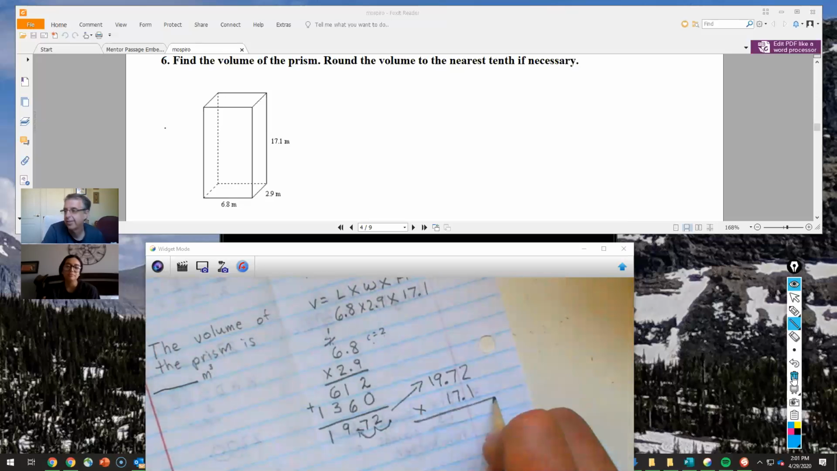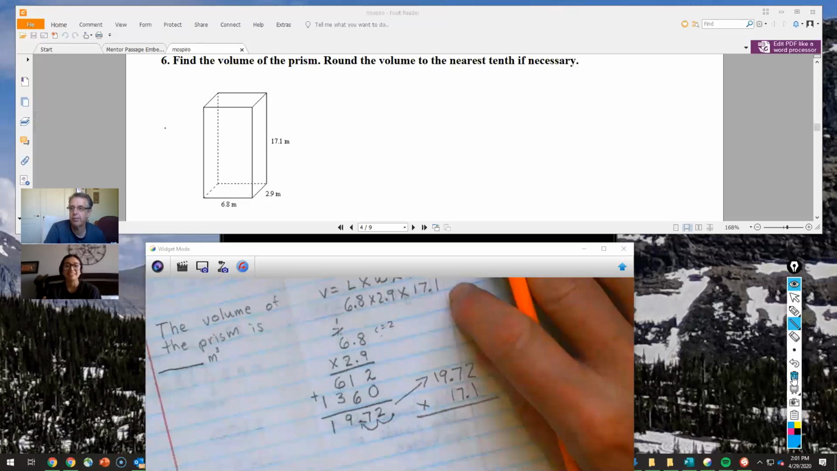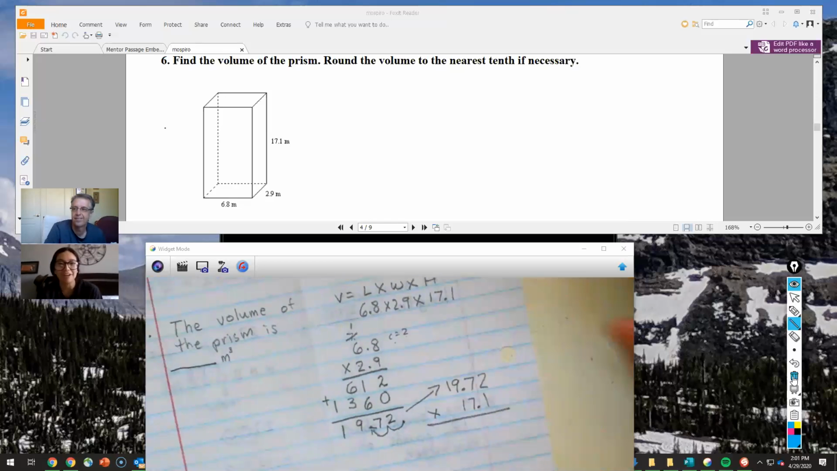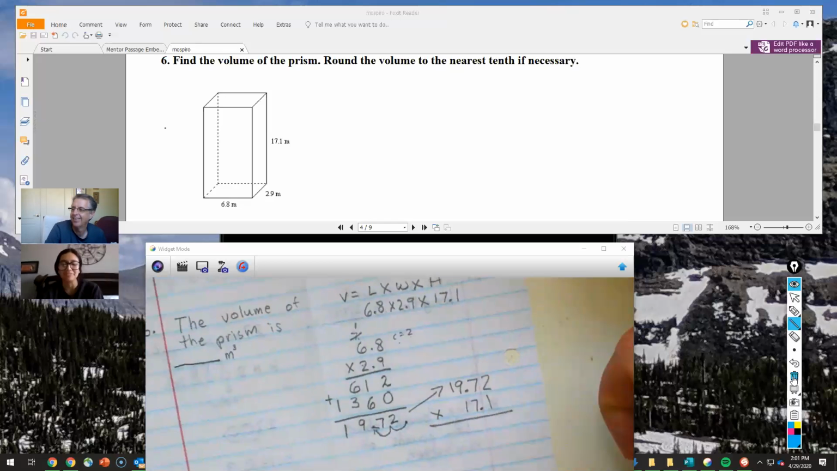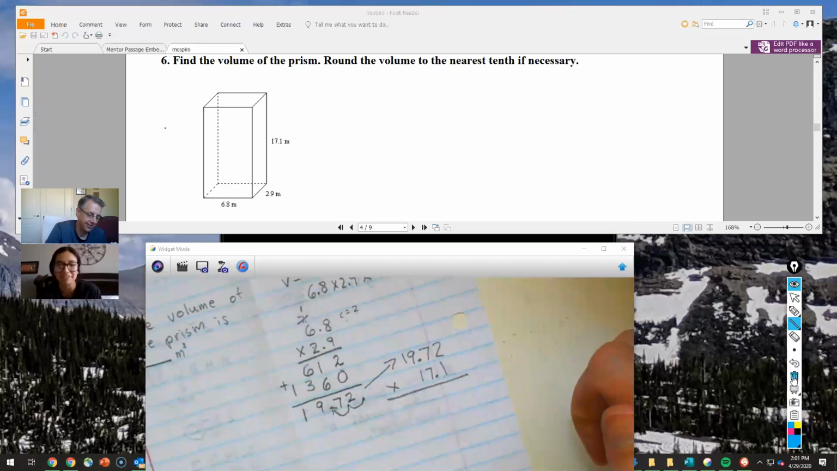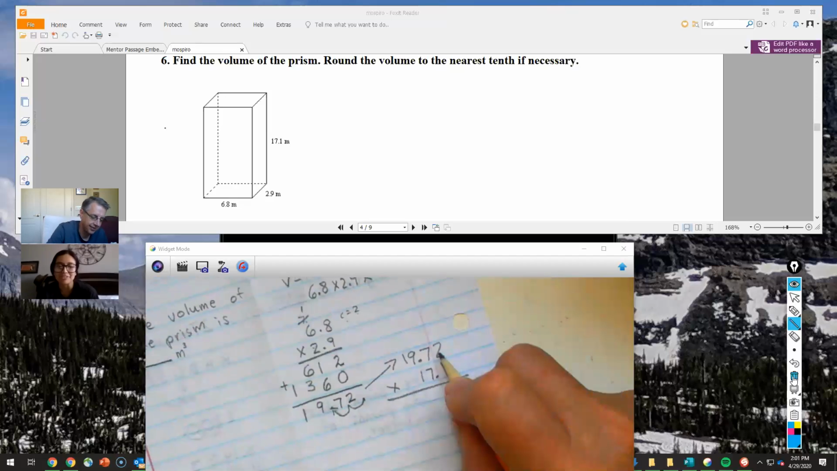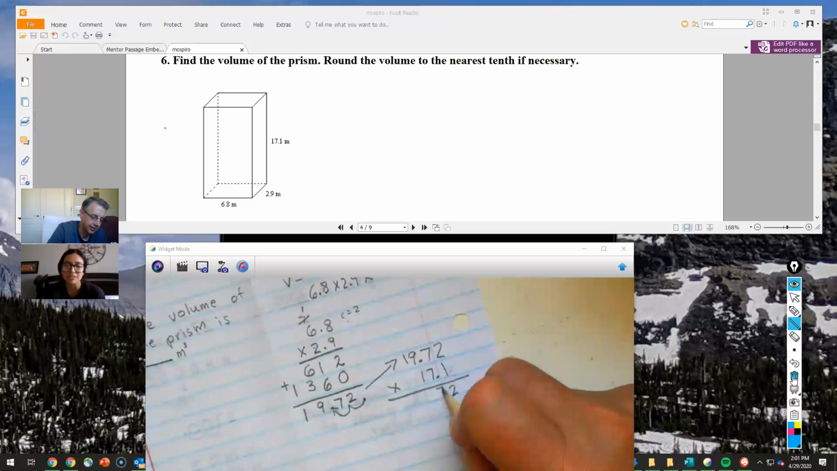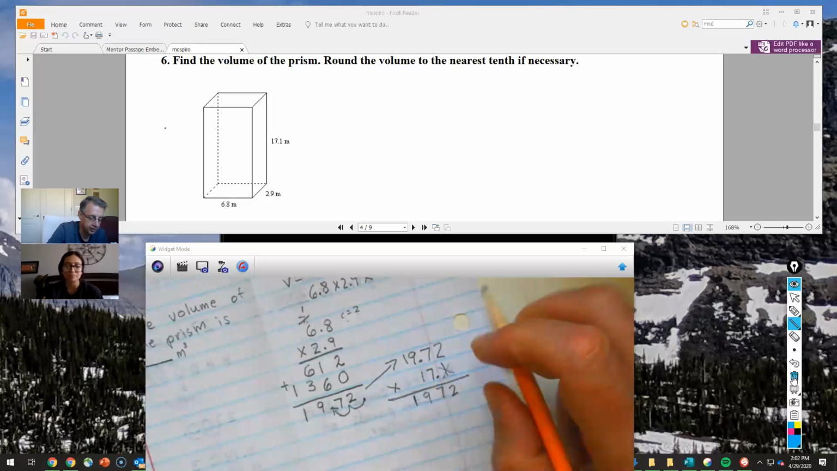Oh boy. Are we ready? Buckle up, boys and girls. We're in for the long haul, guys. All right, ready? And here we go. 1 times 2 gives you 2. 1 times 7 gives you 7. 1 times 9 is 9. And 1 times 1 gives you your 1. Then don't forget to annex your 0 for a place value.